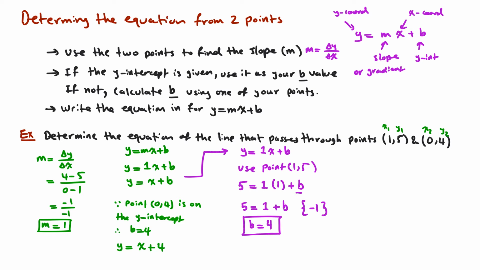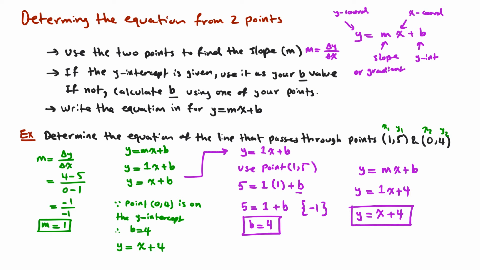And once I have my b value and I have my m value, I can just write my equation. I know that my equation is y is equal to mx plus b. I know that my m value is 1 and my b value is 4. And the most simplified way of writing this, 1 times any number is just itself. So in this case, it's x plus 4, and that's my equation.